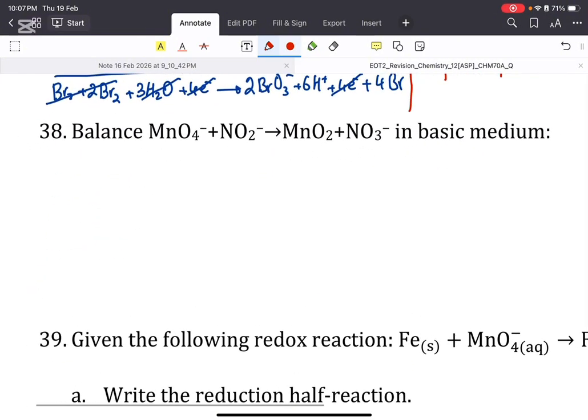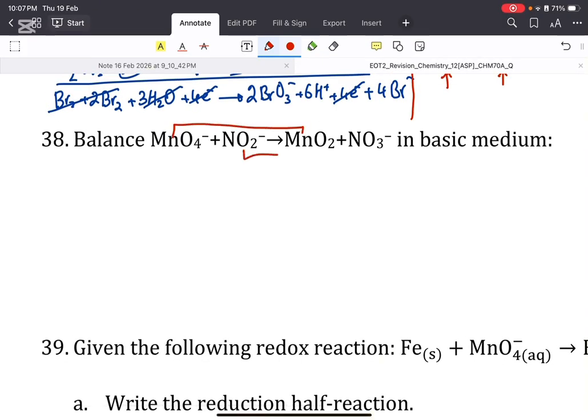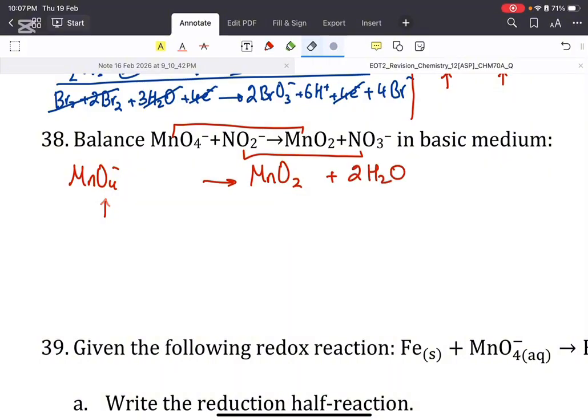Again, another question in basic medium. So in this one, this goes to this and here to this one. MnO4 minus giving MnO2. 1 Mn, 1 Mn. It is balanced. Now I move to oxygen. 4, here I have 2. So I have 2 missing oxygens, so I'll add 2 H2O. Now by doing this, I have 4 hydrogens. So I'm gonna add here 4H plus.